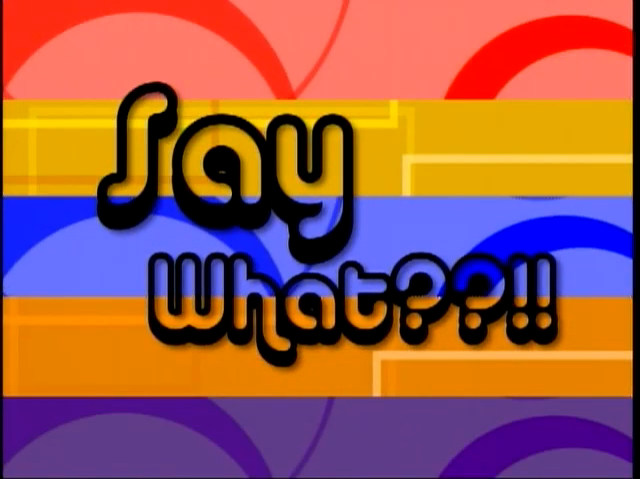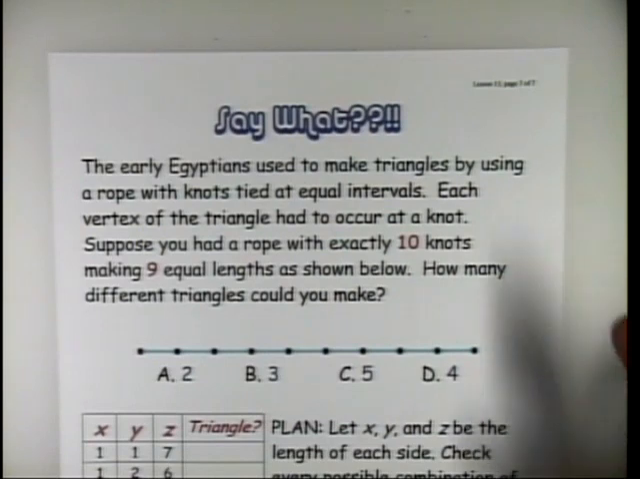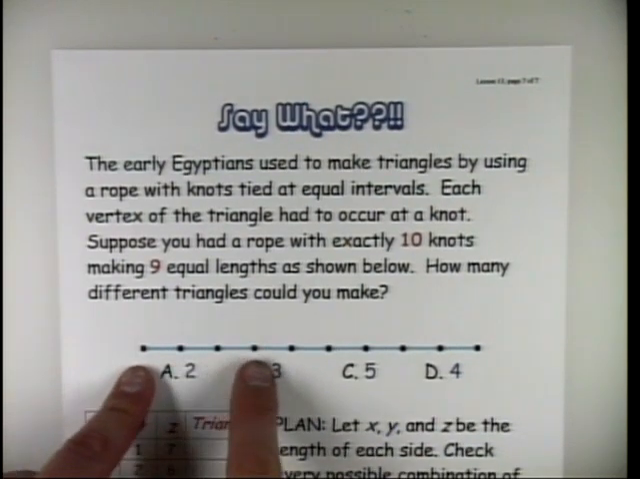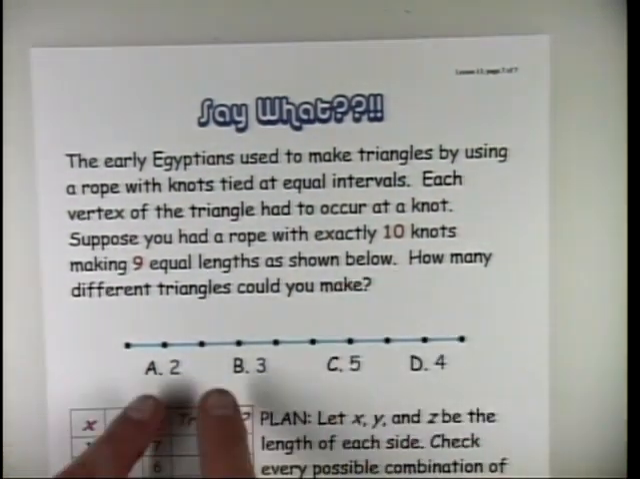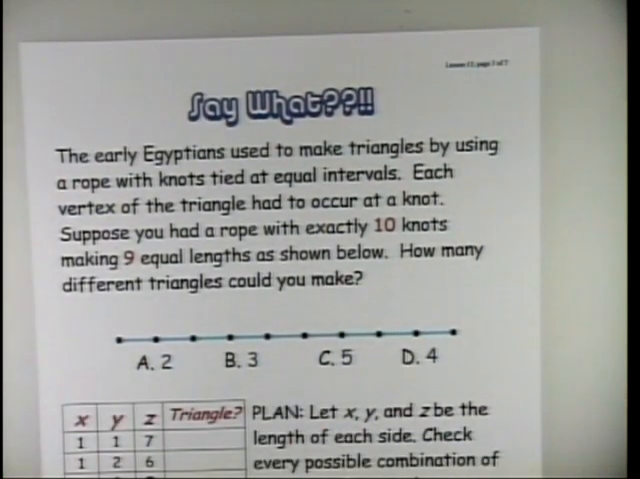All right, now it's time for the part of the show we call the Say What? And it kind of relates back to what I did on a previous episode, actually the first episode when I talked about the Egyptian rope stretchers. Remember what they did is they actually had a rope that was tied off in equal knot segments. And they knew that by stretching the rope at different knot points, they can create not only triangles, but right triangles because they knew the Pythagorean triples.